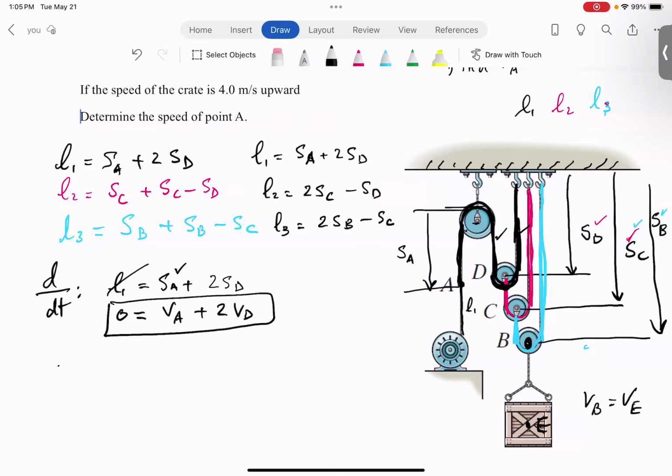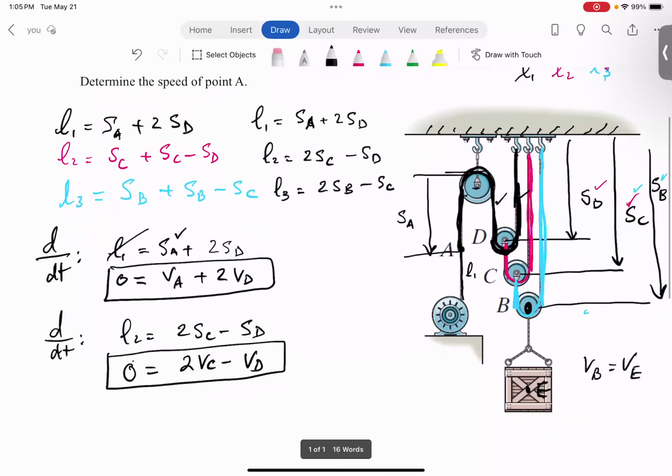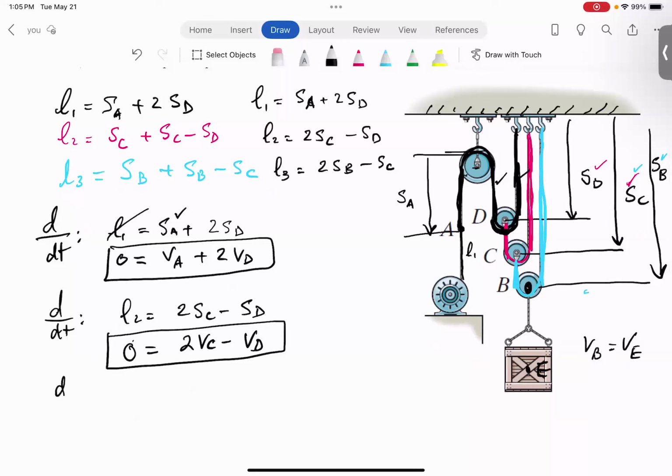All right, similarly, for the second equation, taking the time derivative of that, what do we have? L2 equals 2SC minus SD. So again, 0 equals 2 velocity of C minus velocity of D. And then finally, the time derivative of the last equation, which is the blue rope, which we called L3. Again, the derivative of a constant L3 is 0. That's 2 velocity of B minus velocity of C.